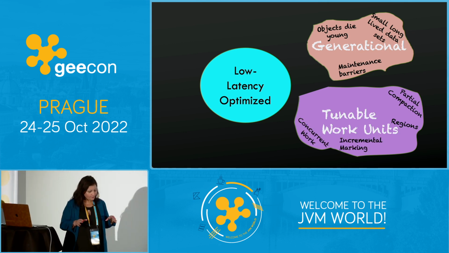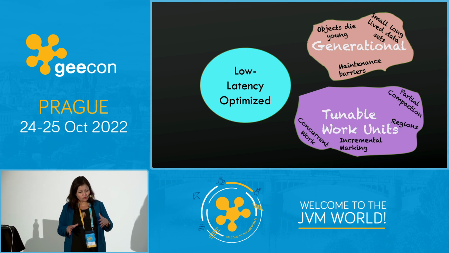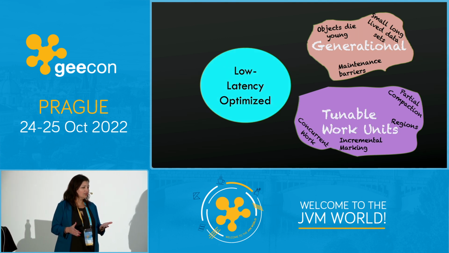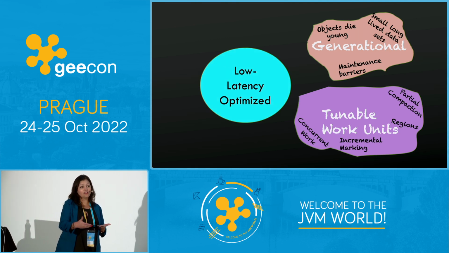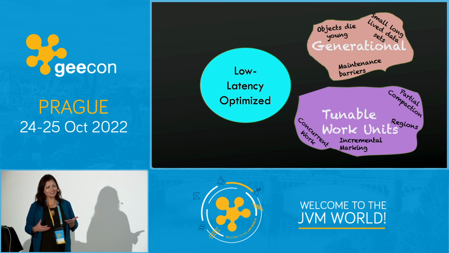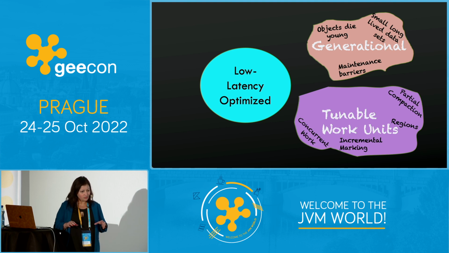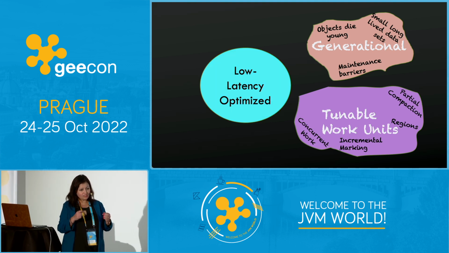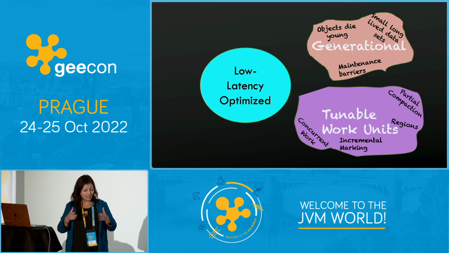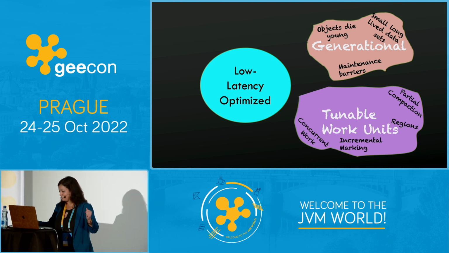And I also said that we don't need pauses. So what is the way we can do this? Your collector can work in the background of your application. That's called concurrent work. And another thing we can do is, again, incremental. So you're basically looking to control the GC cycles, and you can do it in an incremental way.